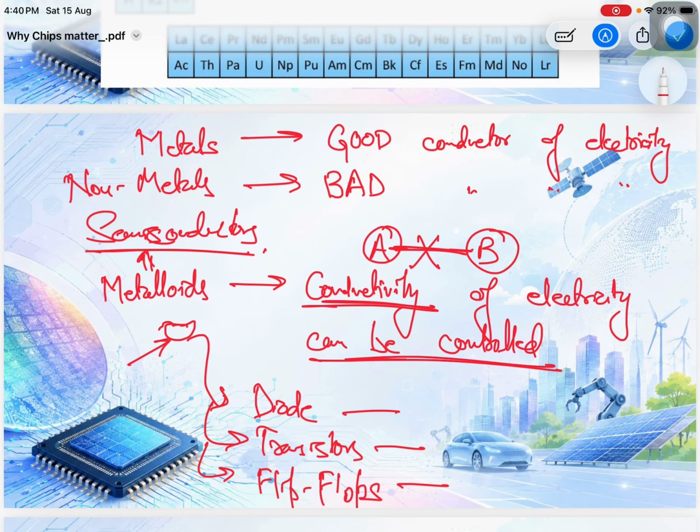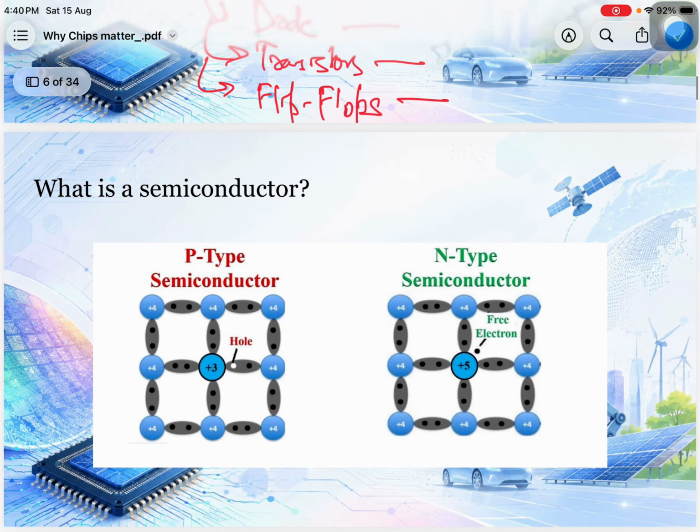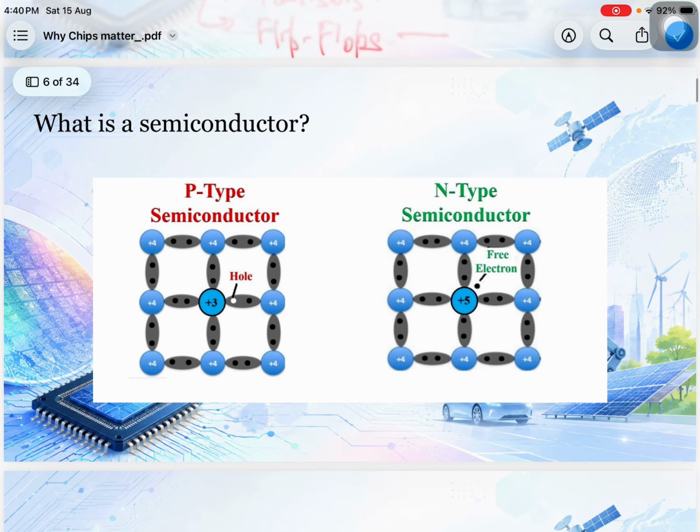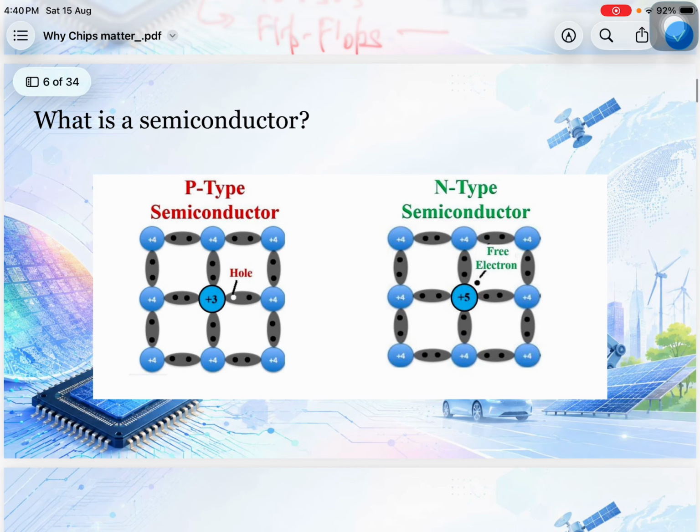Now, we shall move ahead. In semiconductors, we already know the genius behind them, the game changer. Now the very basic thing: how and why a semiconductor works. So, there is something we call impurity.